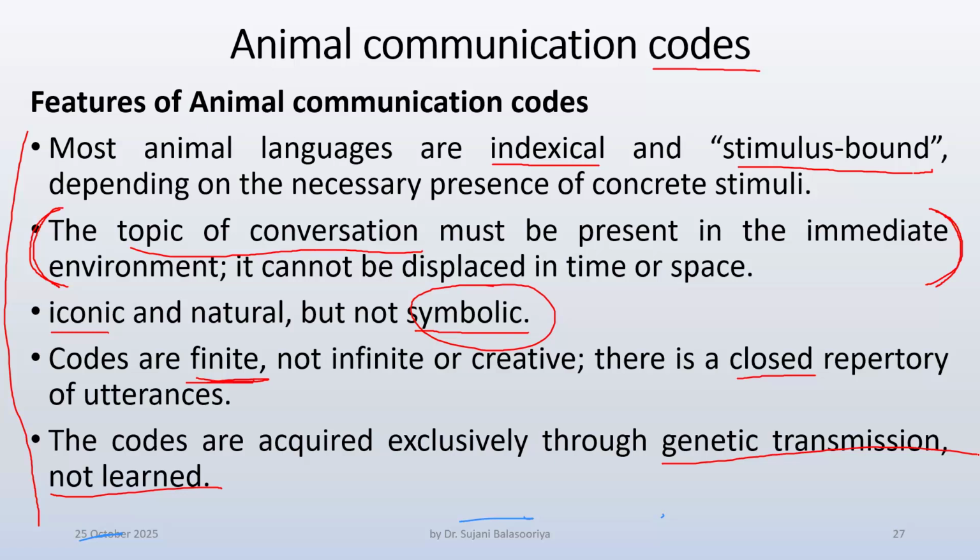What does it say? What do you mean by that? What's the conclusion? The kitten doesn't have to learn the language from the mama cat. The language comes to the kitten from genes, right? So that is why we say animal languages are genetic. They are genetic transmission.